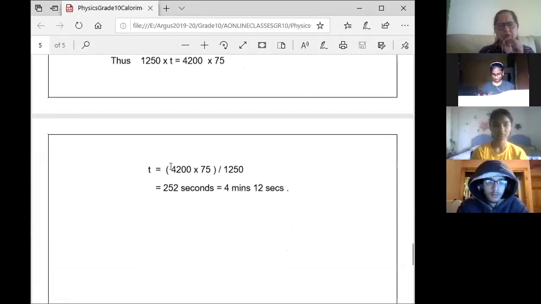So T will be equal to 4200 into 75 upon this. So you will get the answer of T. Next session, I will again open the worksheet.